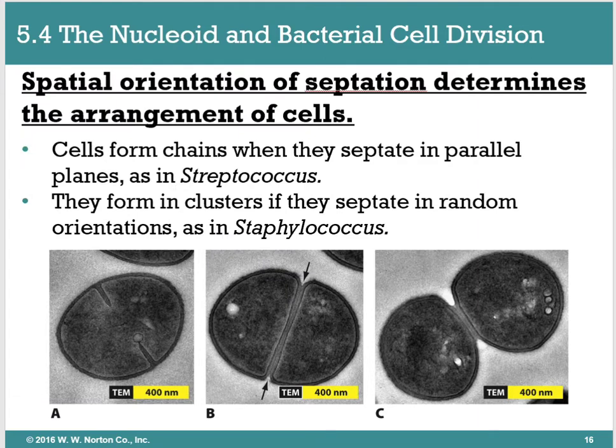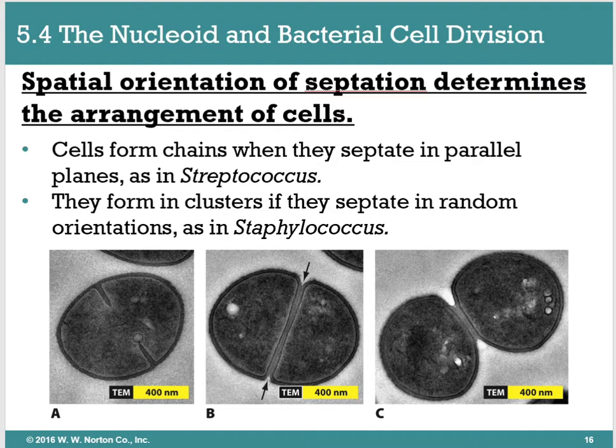Okay, so spatial orientation of the septation will determine the arrangement of the cell. So cells form chains when they separate in parallel planes, such as Streptococcus. Whenever we are in lab, we will see that strep actually forms chains whenever they are completely divided. So the cells will look like they are in a chain formation rather than looking like little individual cells.